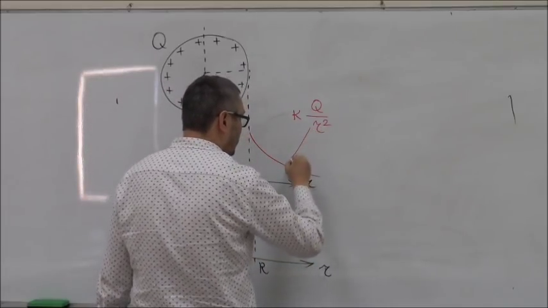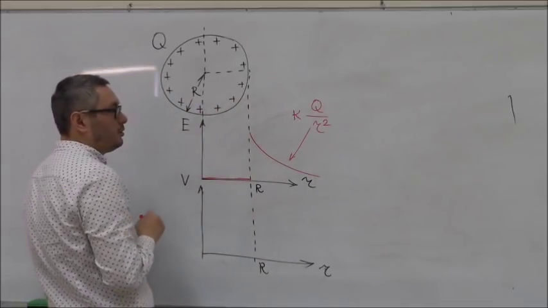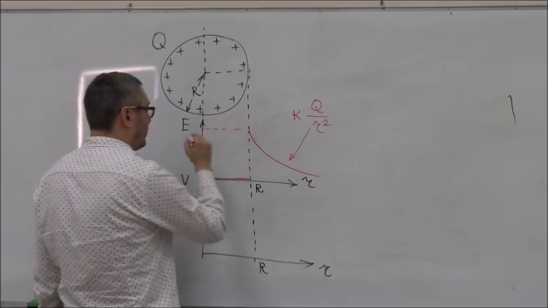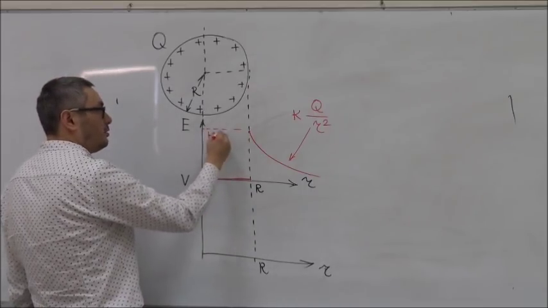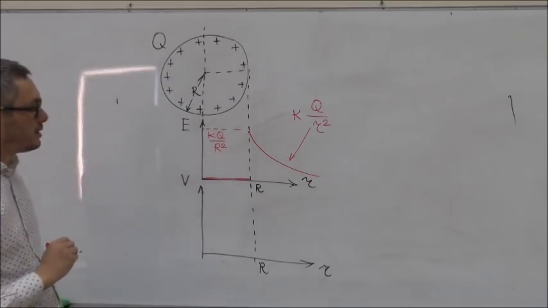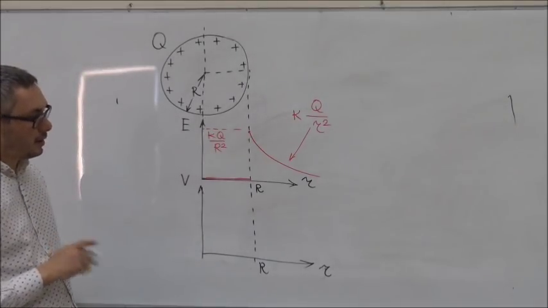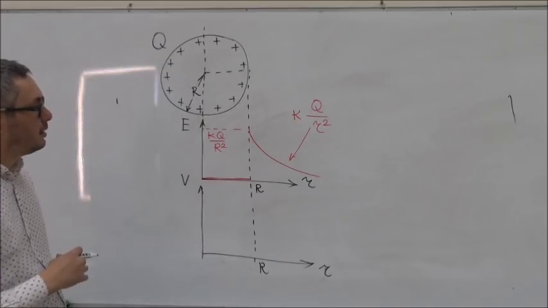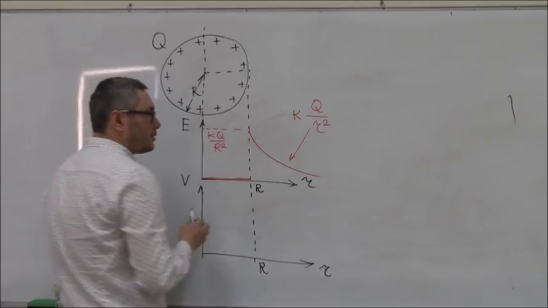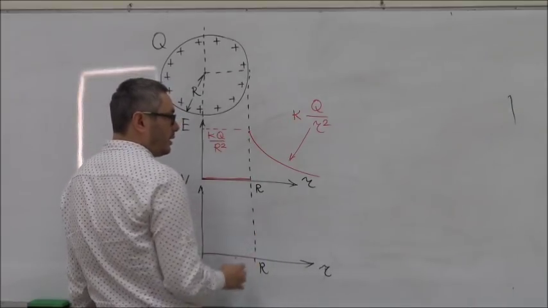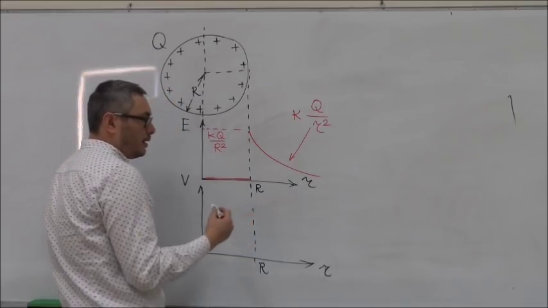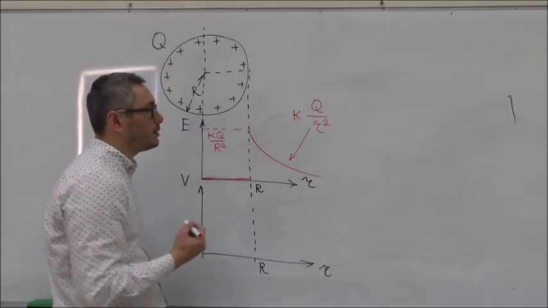Okay, so this is the equation for kq over r squared, and at this point, it is equal to kq over big R squared. So this is now the electric field. Well, what can we now say about the electric potential? If we want to find out the electric potential, there are two ways in which we can do that. Let's use the integral.